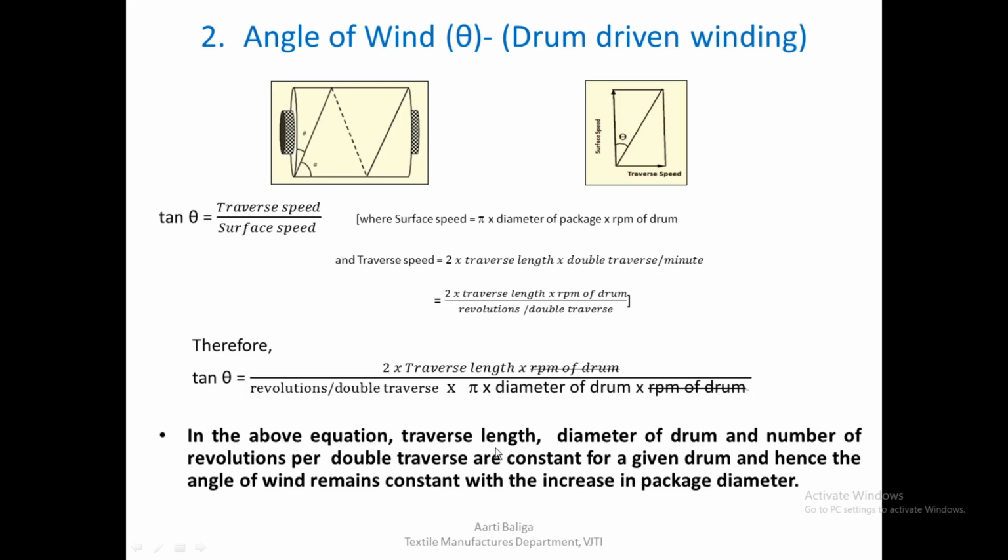In the above equation, we see that the traverse length, the diameter of the drum, and the number of revolutions per double traverse, all these three are going to remain constant for a given drum, and hence the angle of wind will remain constant with the increase in package diameter. So one element we have established, that the angle of wind in case of a drum driven winder is going to be constant throughout the build of the package.